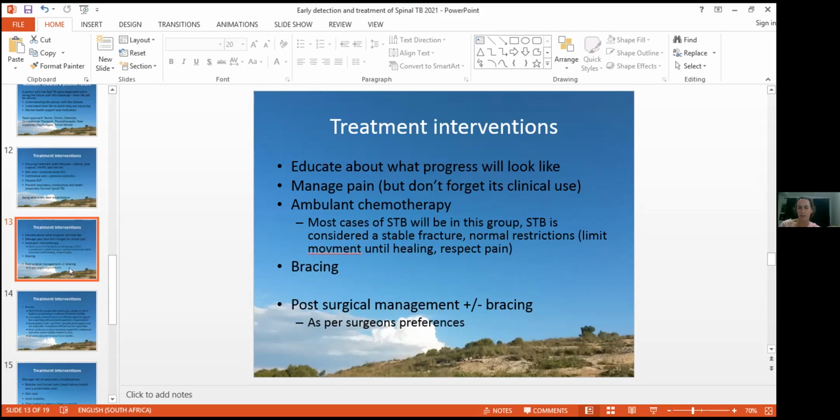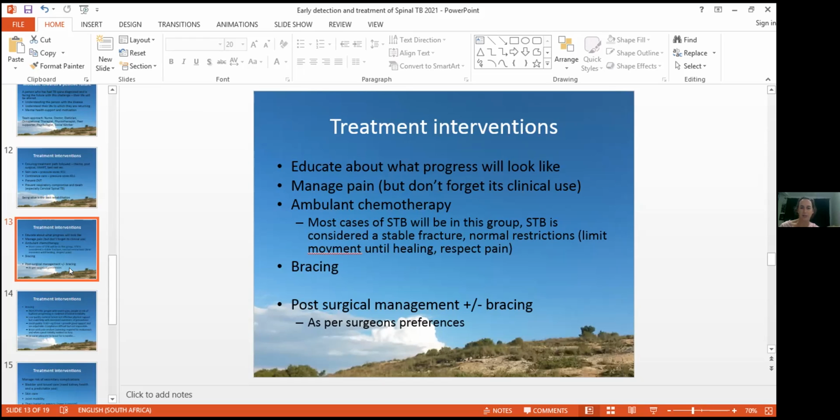And then ambulant chemotherapy, and as we mentioned, most cases of spinal TB will be in this group. Spinal TB is considered a stable fracture, except for those people with signs of spinal instability. Nori shared that slide; Rajasekaran's indications of spinal instability are really helpful. So if you have a patient that you think has any of those indications, they definitely are candidates for referral.